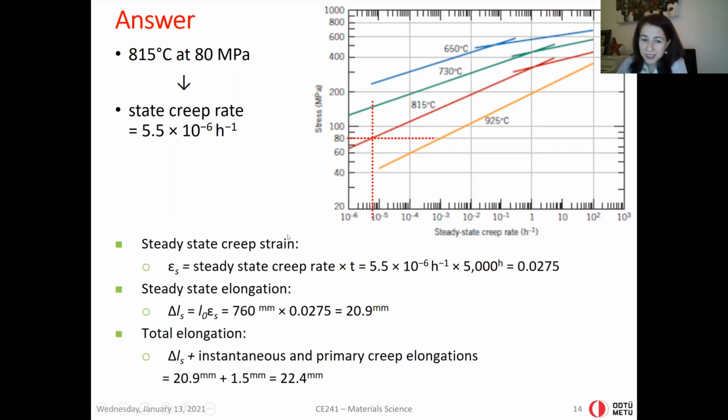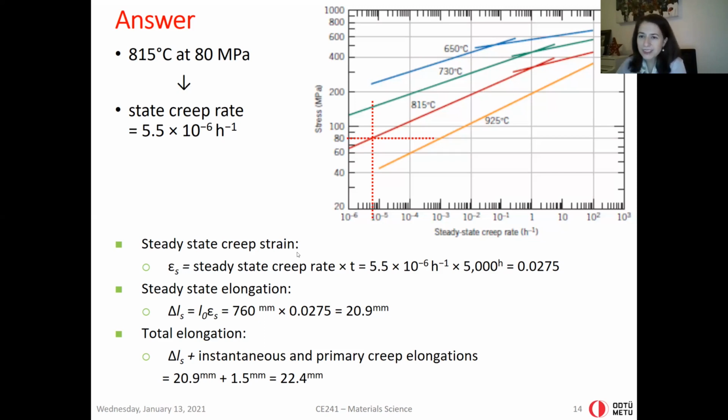So the steady state creep strain actually is steady state creep rate times time. So we already calculated 5.5 times 10 to the minus 6 per hour as our steady state creep rate. So we multiply this with 5,000 hours and we get our steady state creep strain as 0.0275 at 5,000 hours.